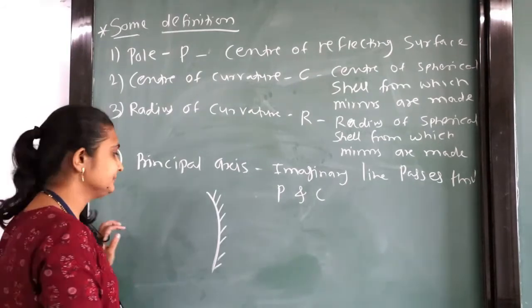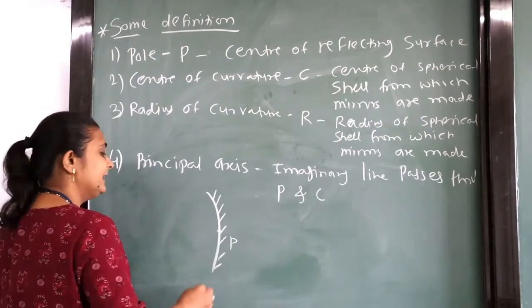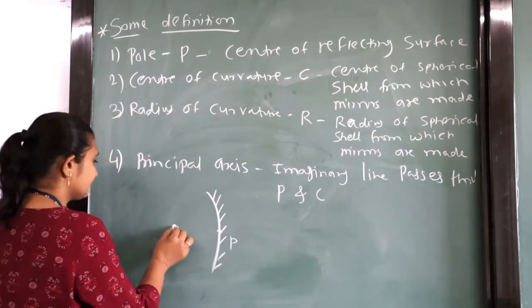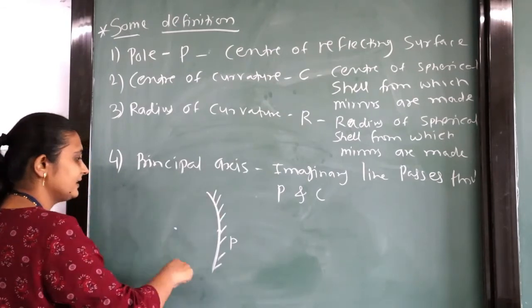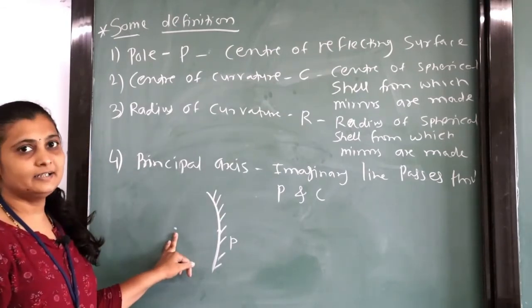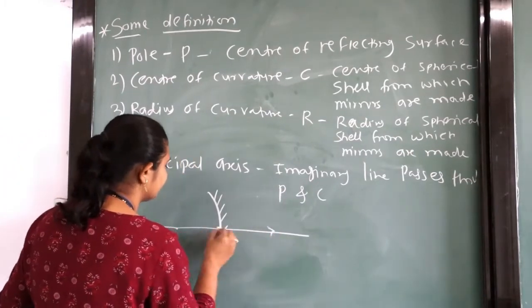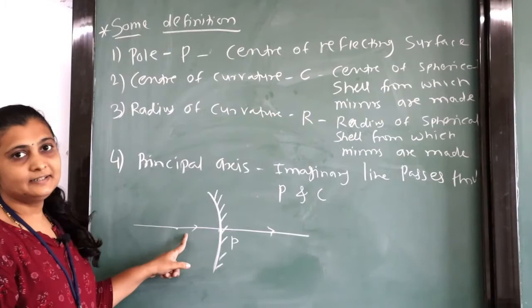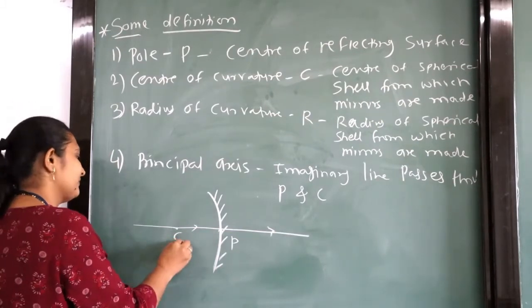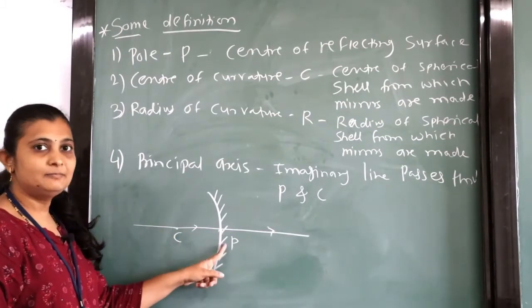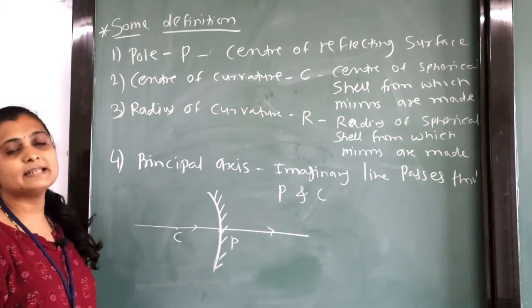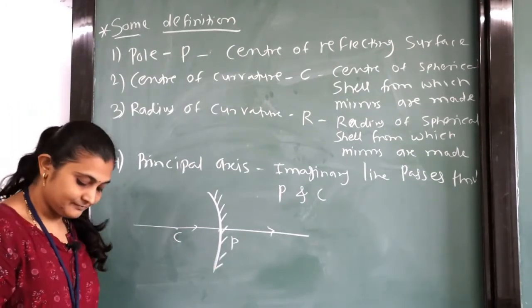Concave mirror, central part is the pole. If you complete the circle, you get the center here. Now, one imaginary line which passes through the center of curvature and the pole is called the principal axis.